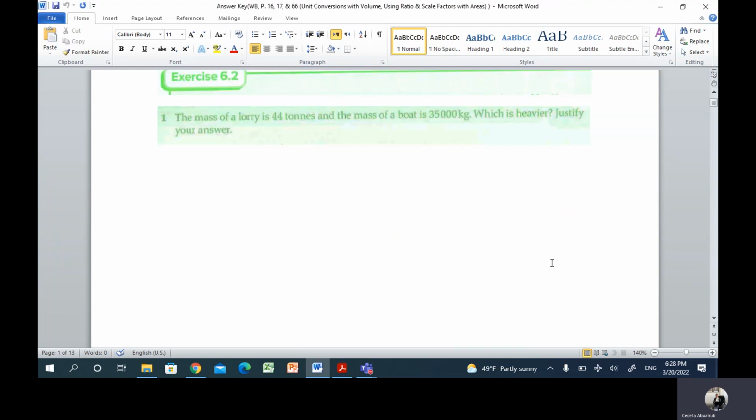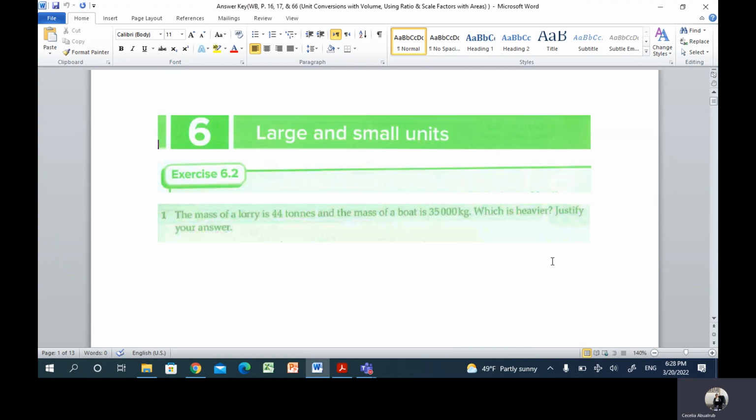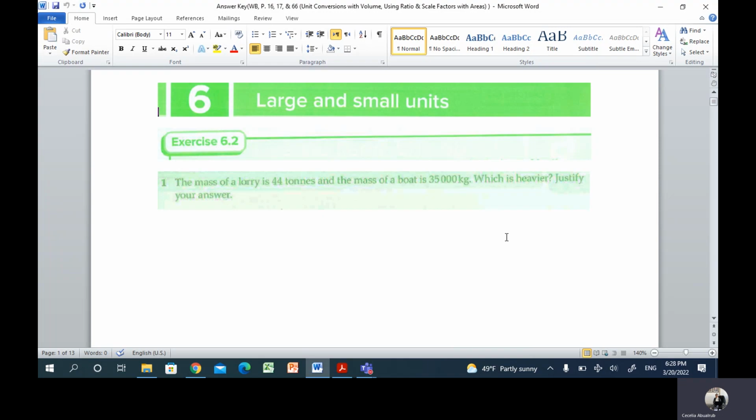video for you, or a record for you, which talks about unit conversion that is related to volume, and using the ratio or the scale factor with areas, because we cannot separate what we learned about numbers and working with numbers, which includes ratio, from the new subject that we are learning this term. Okay, so let's start at first with this question here.